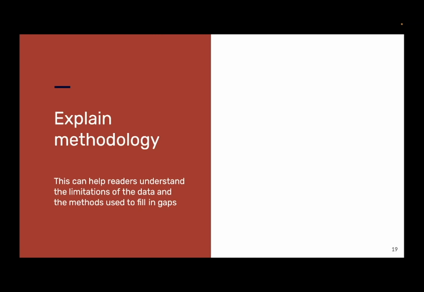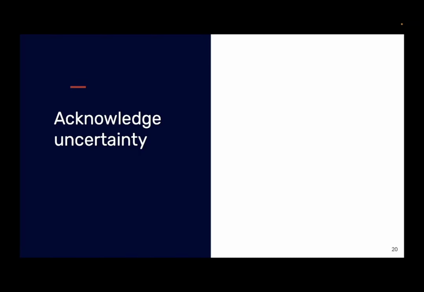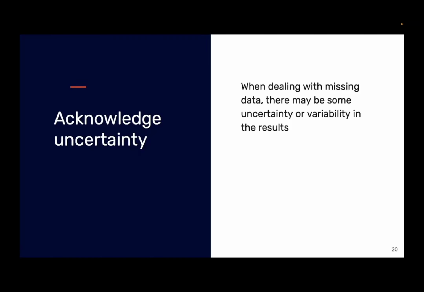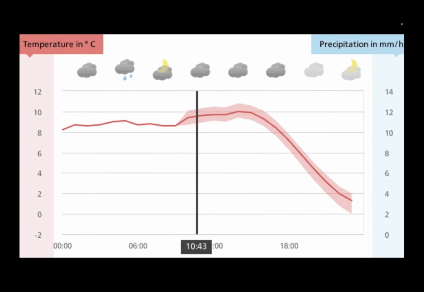Explain methodology. This can help readers understand the limitations of the data and the methods used to fill in gaps. Explain the methods used to collect and analyze the data, as well as the methods used to complement missing data. Acknowledge uncertainty. When dealing with missing data, there may be some uncertainty or variability in the results. Acknowledge this uncertainty and provide a range of possible outcomes or scenarios. The band represents the range of possible Celsius temperature values for the rest of the day.